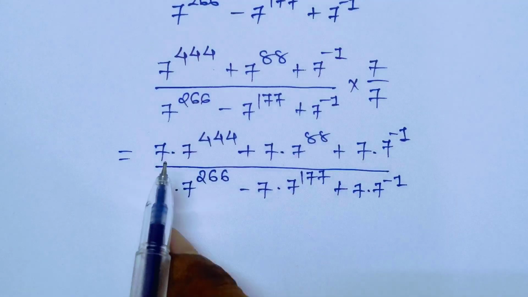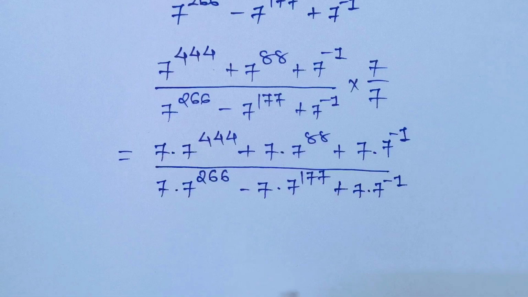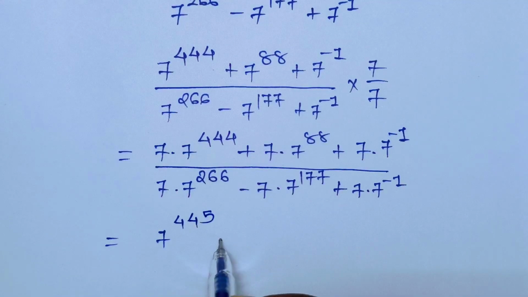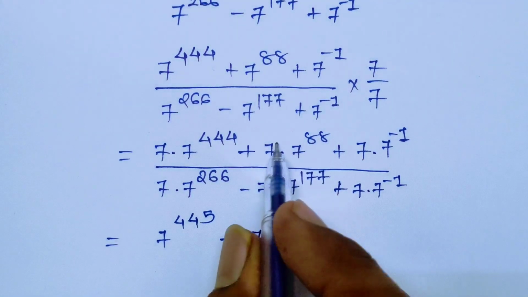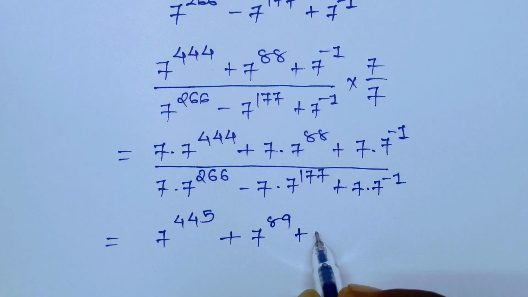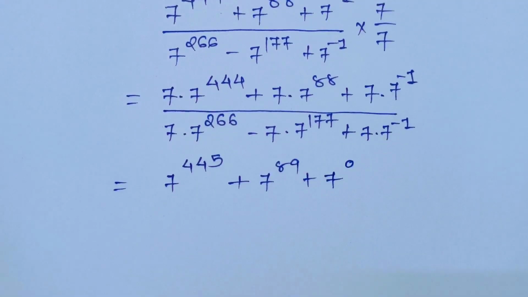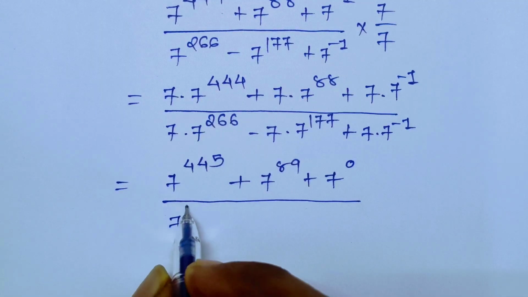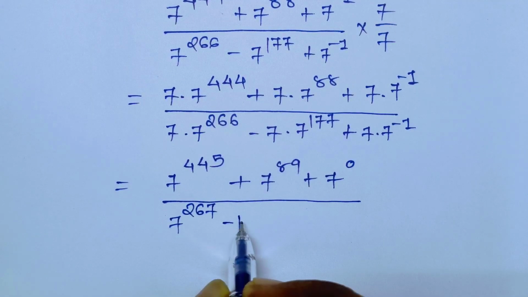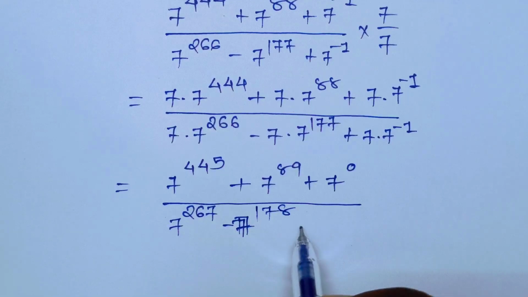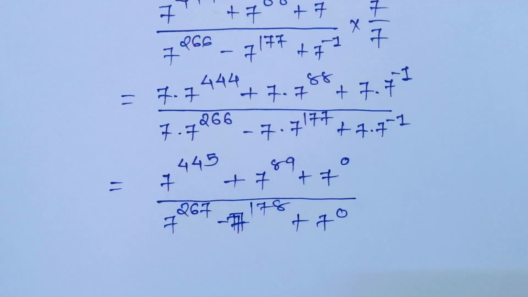Now 7 raised to power 1 and 7 raised to 444, the total power is 7^445, plus 7 raised to power 1 plus 88, that means 7^89, plus 7^1 times 7^-1, which is 7^0, and 7^0 means 1. Now the denominator: 7 into 7^266 means 7^267, minus 7^178, plus 7^0. Up to this, I think it is clear.